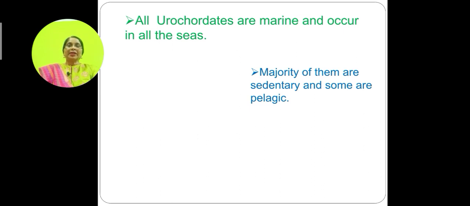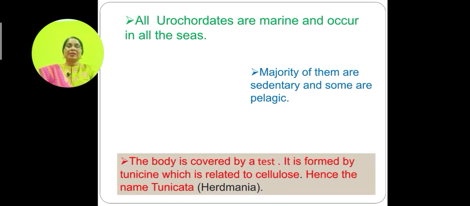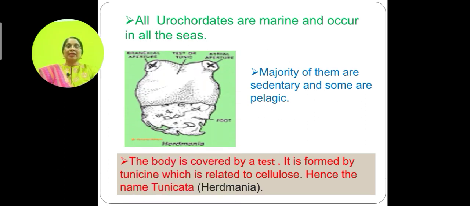All urochordates are marine and occur in the seas. The majority of them are sedentary and some are pelagic, which means most of them are fixed. The body is covered by a test, which is the outer covering, and it is formed of tunicin, which is related to cellulose. It is a material like cellulose, hence the name Tunicata. This is the diagram of Herdmania, showing the tunicin covering outside the body.